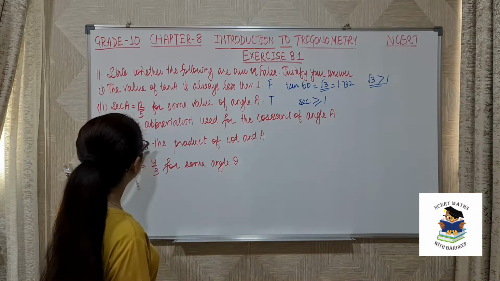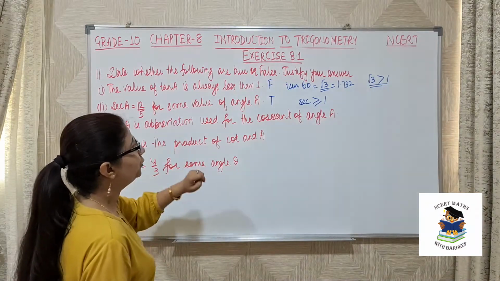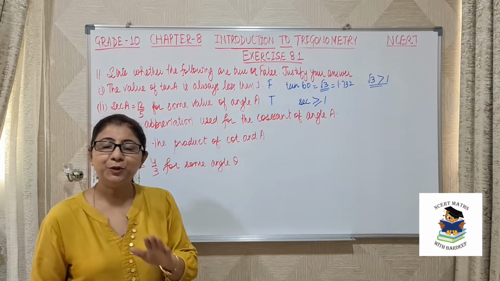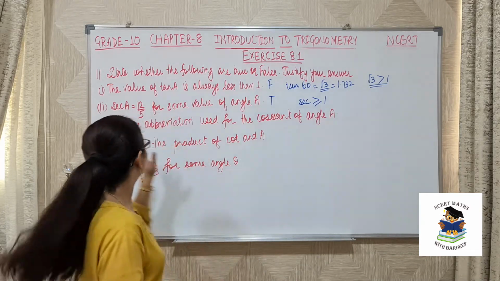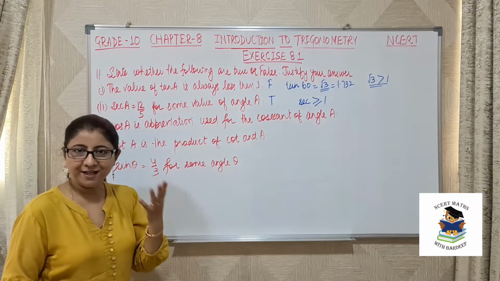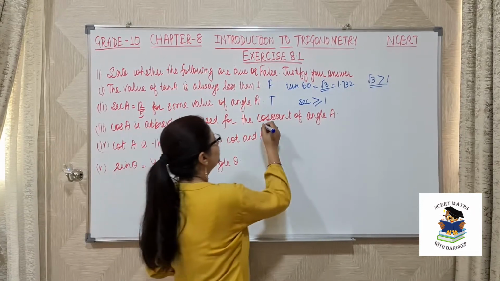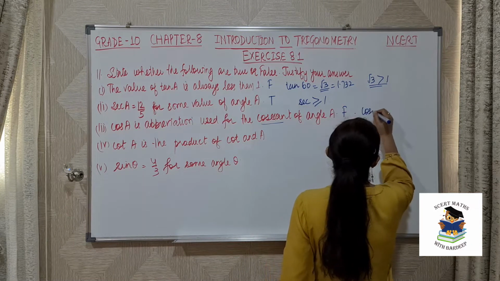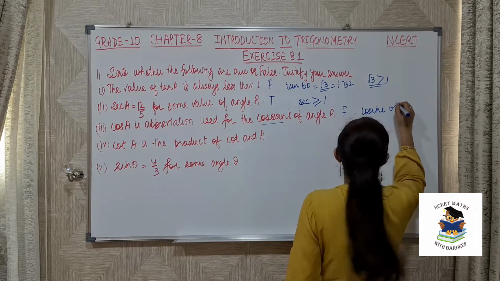Third is cos A is an abbreviation used for cosecant of angle A. Is this true? No, because I have already explained cos A is cosine A. Okay, not cosecant. So this is false. This is cosine of angle A.